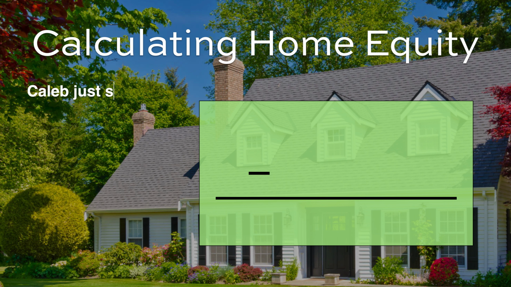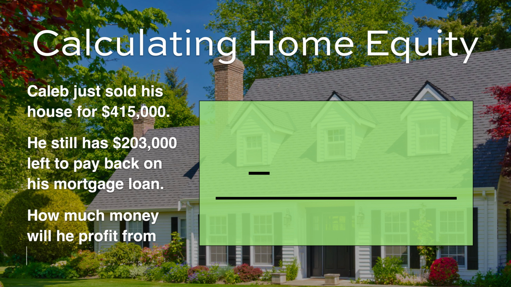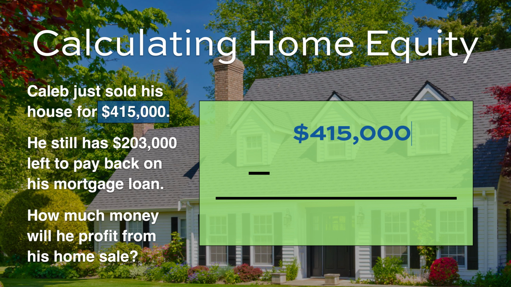So let's do this with a real example here. Let's say Caleb sold his house for $415,000, and we'll say that he still has $203,000 left to pay back on his mortgage loan. And so what we're going to figure out is, how much money will he profit from his home sale? And so again, let's first find the selling price. So it says he sold his house for $415,000. So selling price right there.